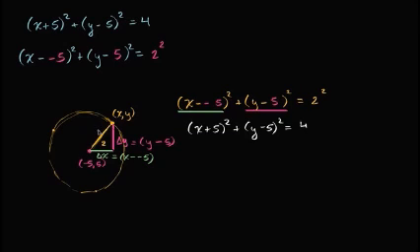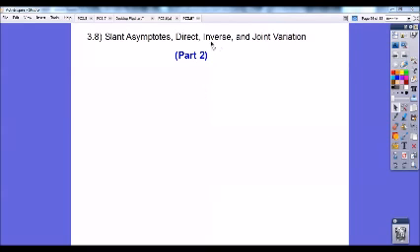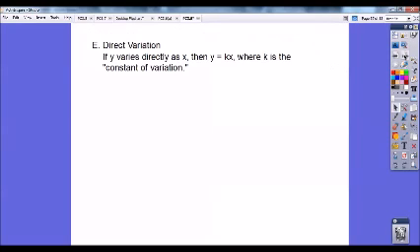So once again, that comes straight out of the Pythagorean theorem. Hopefully that makes sense. We're going to do direct, inverse, and joint variation on this part. So there's no board problem with this. You saw that in the last one right here. So direct variation is this, you guys.